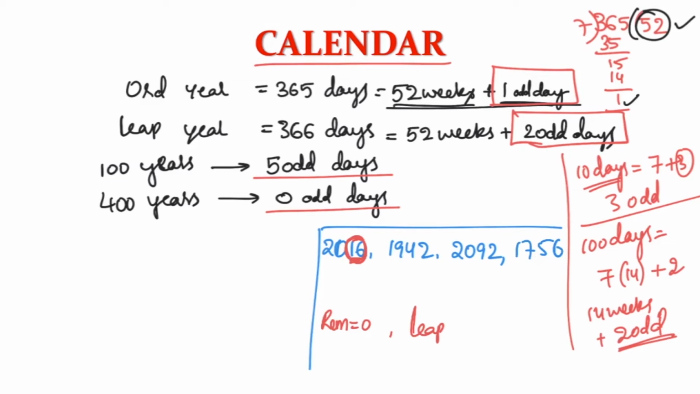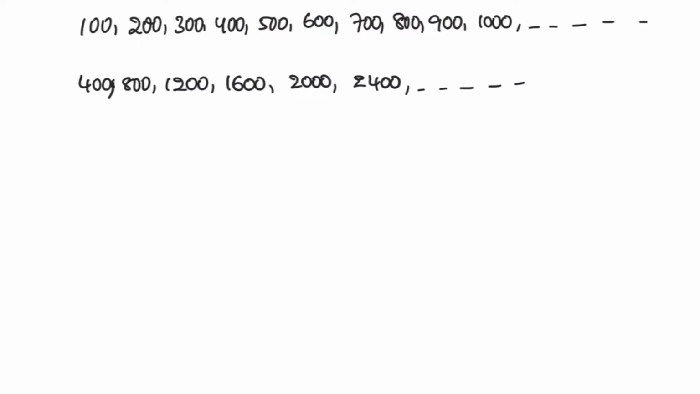Last 2 digits 16 divisible by 4, so it is a leap year. 1942. 42 is not a multiple of 4, that's why it is a non-leap year. 2092. 92 is divisible by 4, so it is a leap year. 1756. 56 is divisible by 4, so it is a leap year. If it is not divisible, it is not a leap year. Got it?